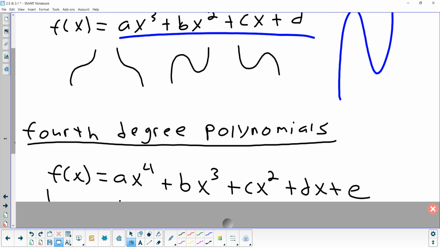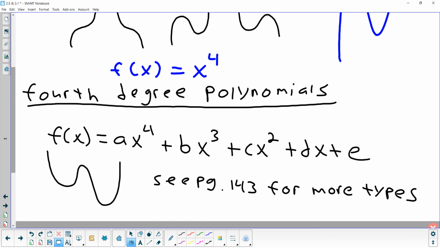Fourth degree polynomials, they just add one more term. And you don't have to have every one of those terms. Here's the simplest fourth degree polynomial you could have. Doesn't have a cubic term, squared term, linear, or a constant. It's just y equals x to the fourth. That's it. But fourth degree polynomials can have one more term in them. Notice I didn't say have to. They could have one more term. So what you can end up with is something like that in the most complicated case.